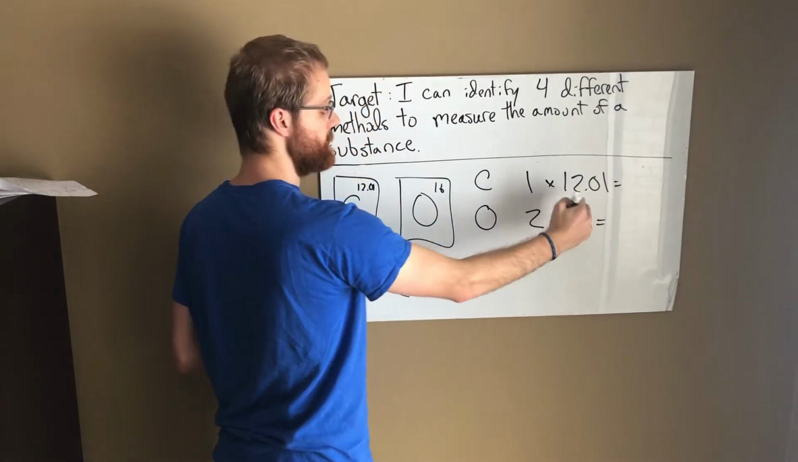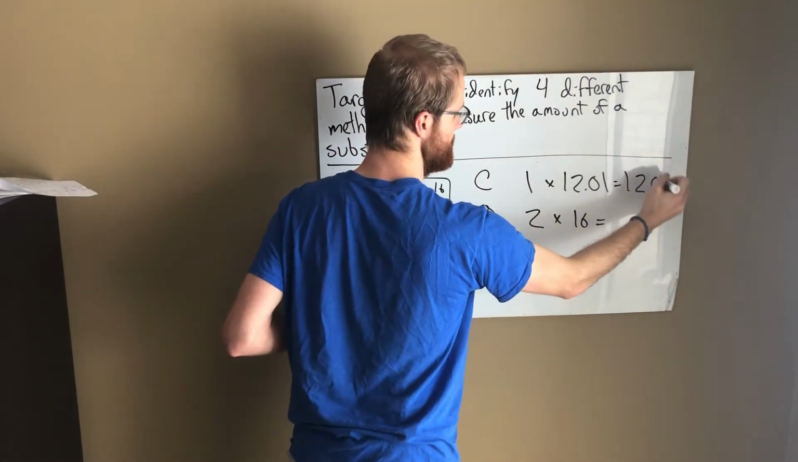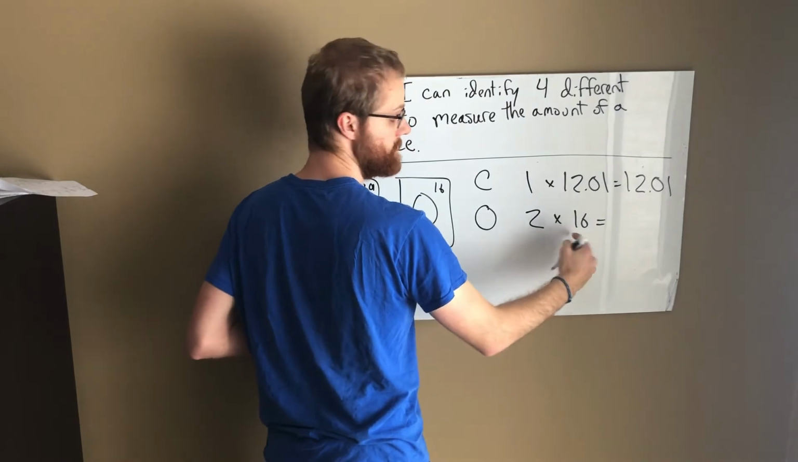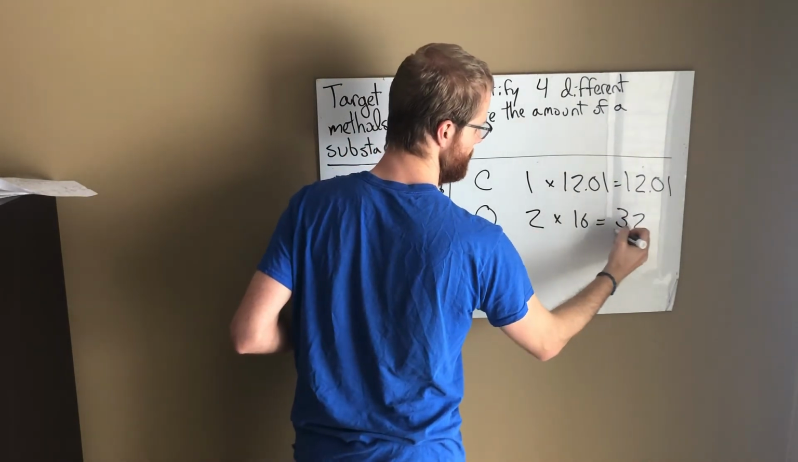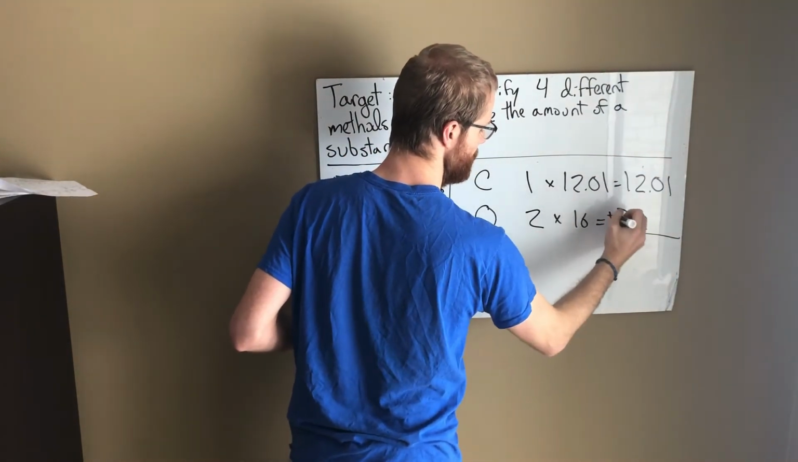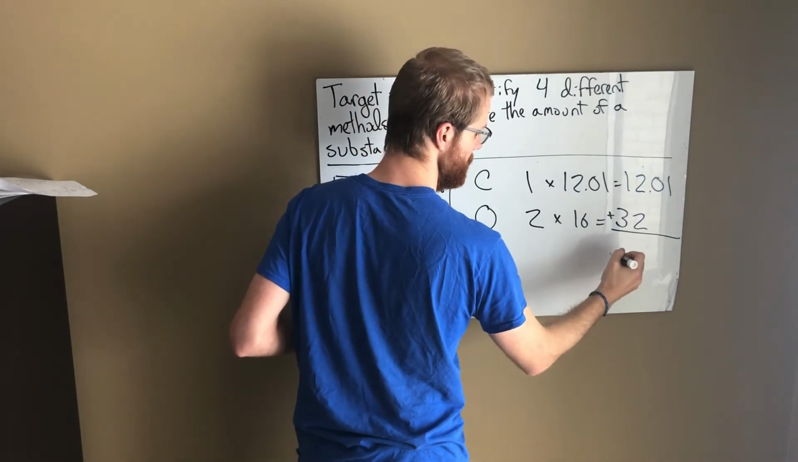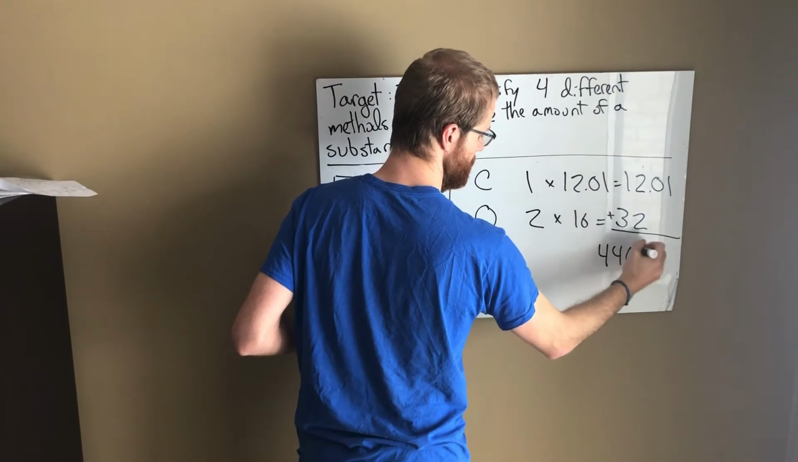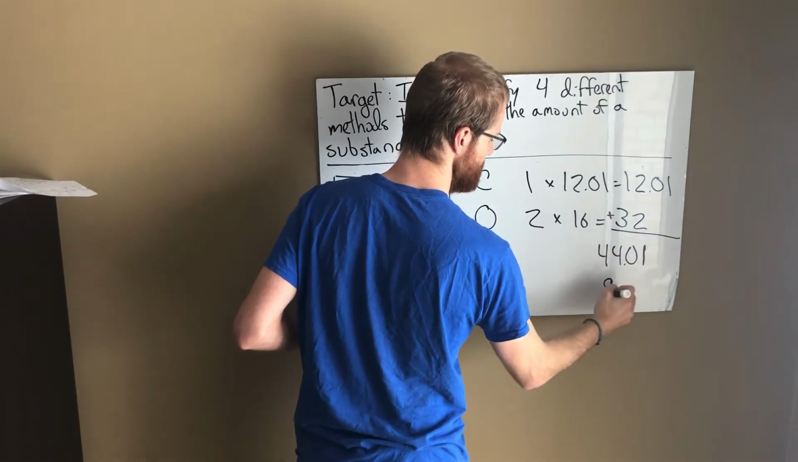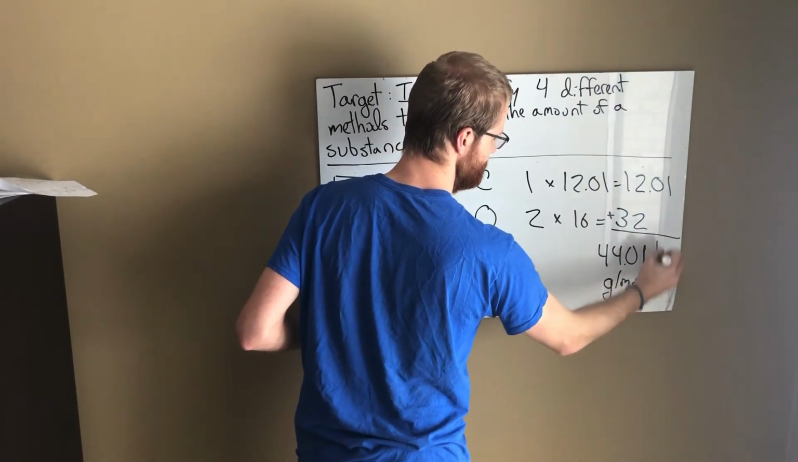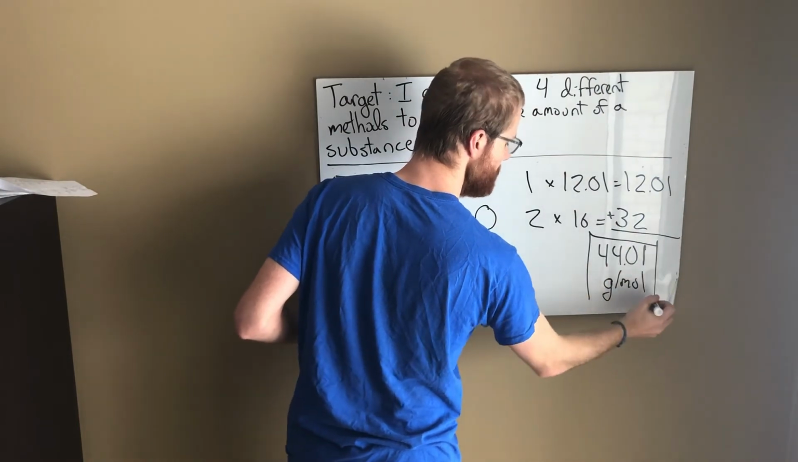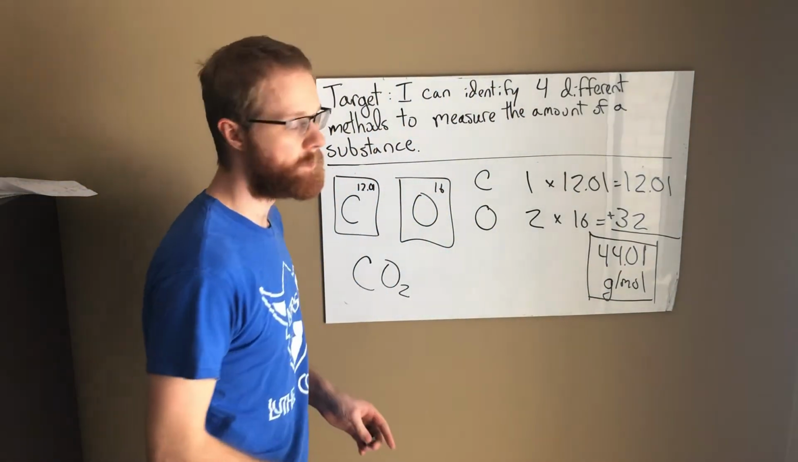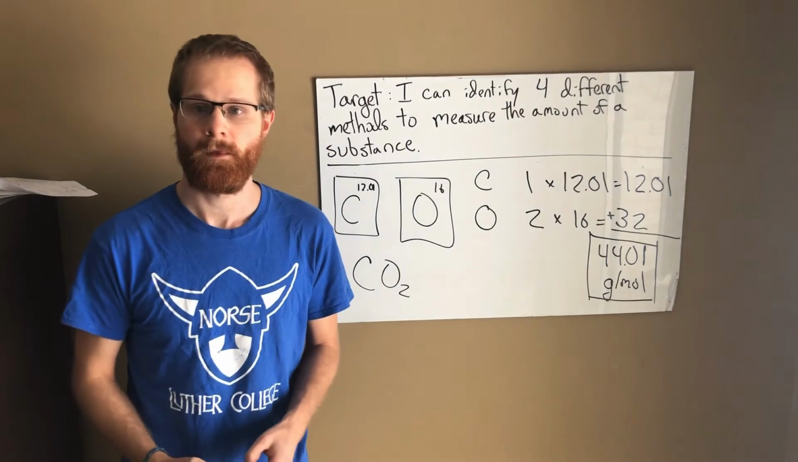1 times 12.01 equals 12.01 and 2 times 16 is 32. 12.01 plus 32 equals 44.01, and then our units are just grams per mole. Nice. And that's how you calculate the molar mass.